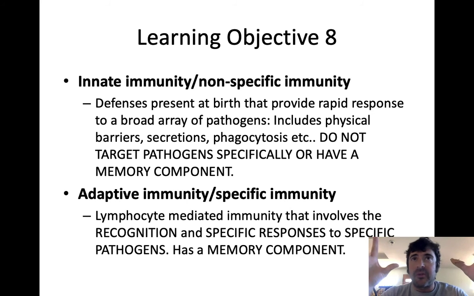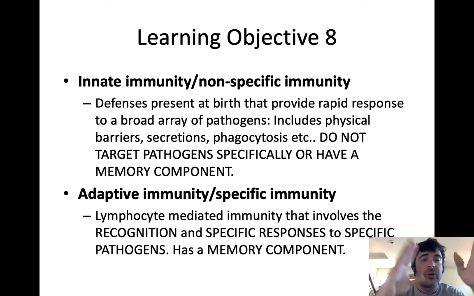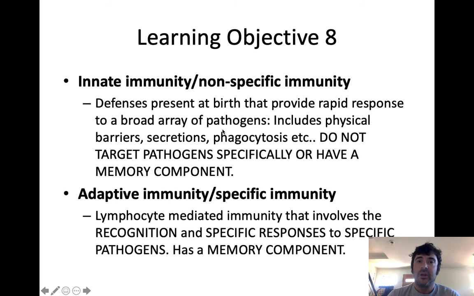Now, the immune system itself, if you're looking at your follow-alongs, there are two tables that say innate immunity and adaptive immunity, or non-specific and specific immunity. So two different words meaning the same things. Innate immunity consists of defenses that are present at birth that provide a rapid response to an array of pathogens. These include physical barriers. For example, your skin contributes to innate immunity just by preventing pathogens from being able to enter into your system.